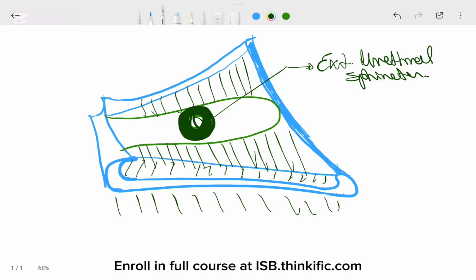A sheet of muscle which fills the deep perineal pouch. That's it. That's what we have in the male, right? Those are the muscles contained within: just the external urethral sphincter and the deep transverse perineal muscles.